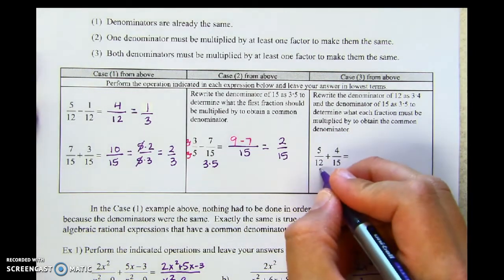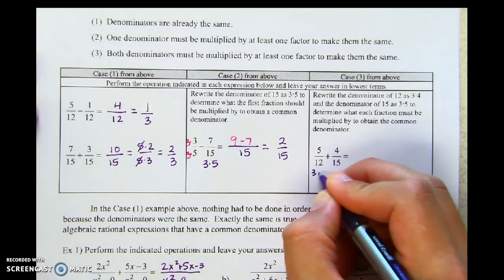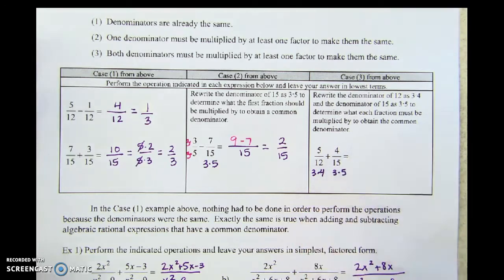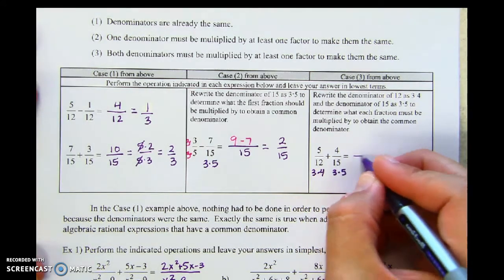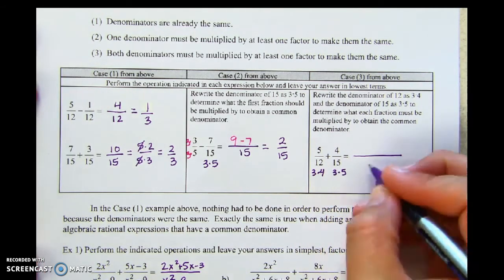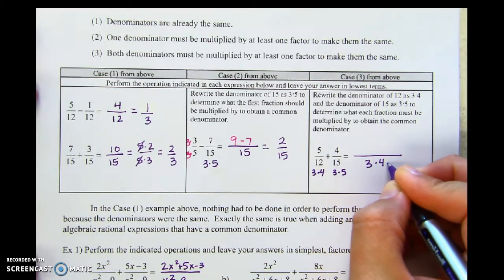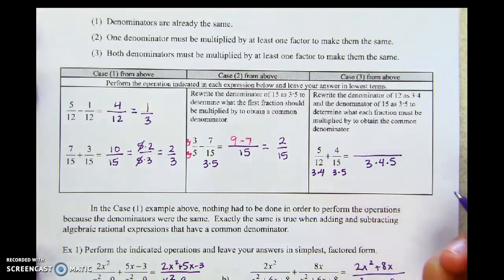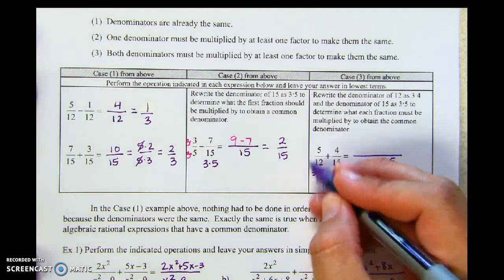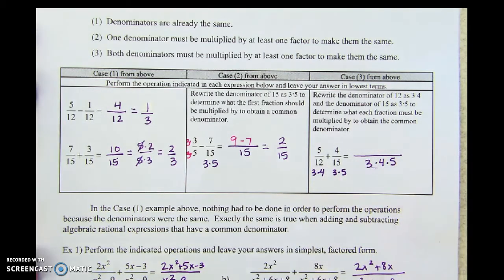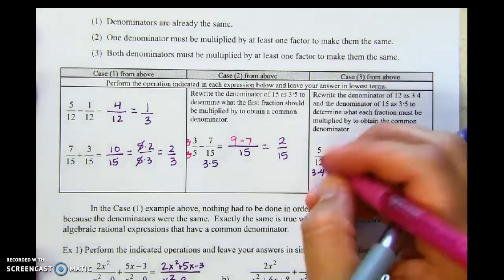Okay, ready? Here we go. 12. What's 12? 3 times 4, and 15 is 3 times 5. Okay, watch this. What will the common denominator be? Well, the common denominator will have a 3, it needs to have a 4, and it needs to have a 5. Okay, now the first fraction has the 3 and the 4, so what does it need in order to join the common denominator club?